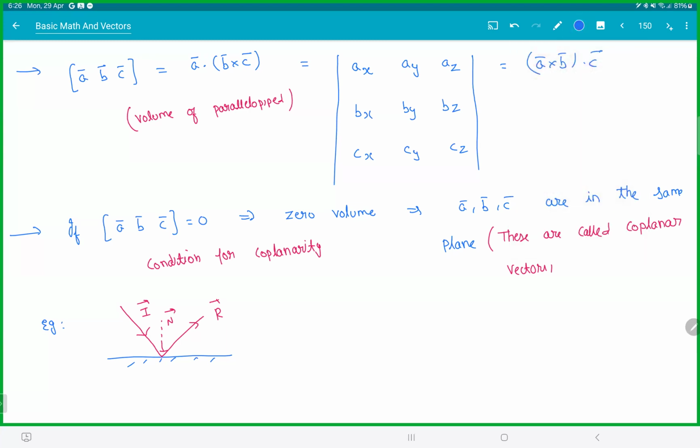Do you remember when you studied the principle of reflection, there's a statement: incident ray, reflected ray, and the normal are in the same plane and on the same side of the mirror. They're in the same plane. That means the box product of the incident ray, reflected ray, and the normal vector is zero, since incident ray, reflected ray, and normal are in the same plane. They'll ask you like this: what is the relation between I cap, R cap, N cap? This is another relation.